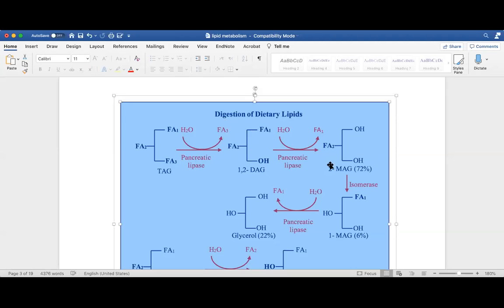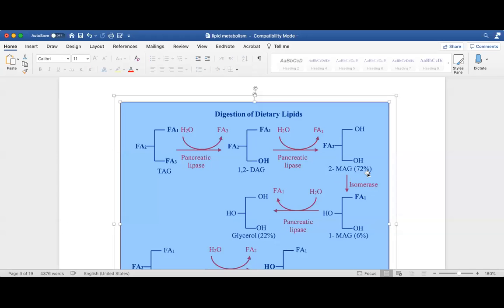Then pancreatic lipase will act again on fatty acid number 1. Fatty acid number 1 will be removed, and this is the position of fatty acid number 1. And this is the position of fatty acid number 3, replaced by a hydroxyl, which is an alcohol. And then we are left with fatty acid number 2. It is called MAG. What is MAG? Monoacylglycerol. Mono means 1. Acyl means fatty acid. Glycerol, this is an alcohol.